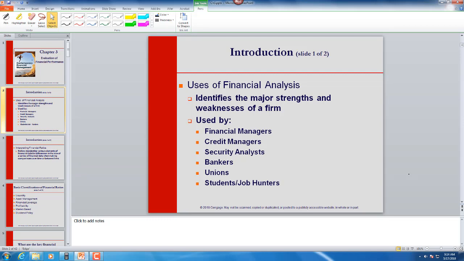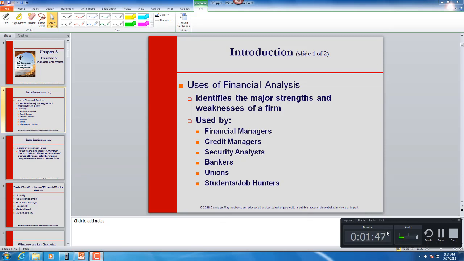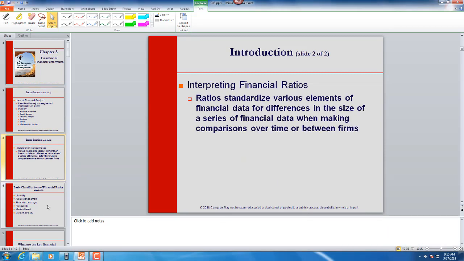Unions use it to see if they can seek a fair share of the company's profits. And students and job hunters use it to see if the prospective company they're applying to is doing a good job or not. So based on all these, we are going to be looking at what is known as ratio analysis.